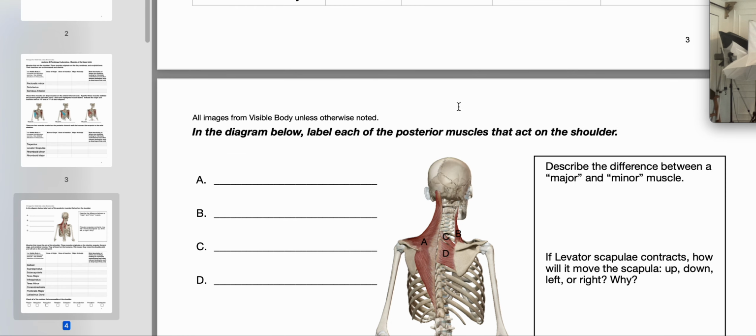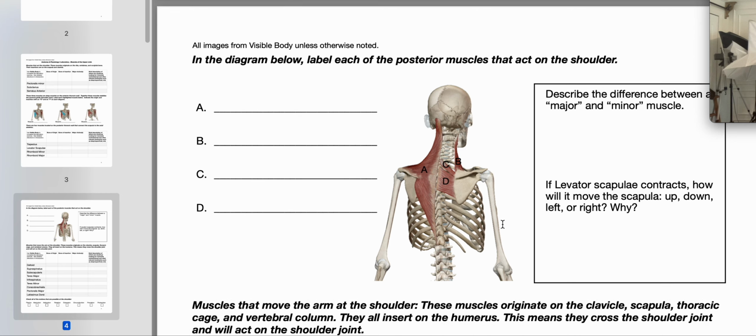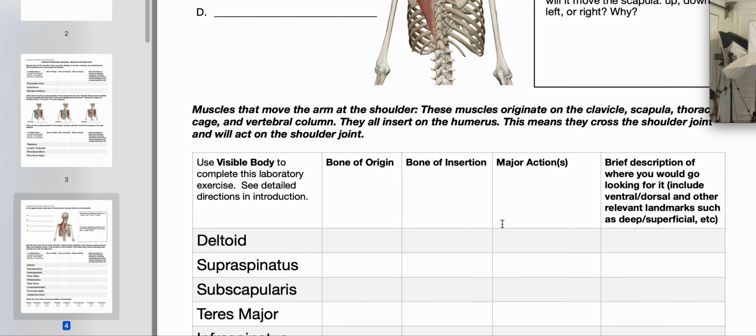And then again, you're going to label those muscles here. So once you've learned a little bit about what they do, then you're going to label the muscles based on this image. And there's some other little questions that might help make some connections for you. Then we're going to move into the muscles that move the arm at the shoulder.